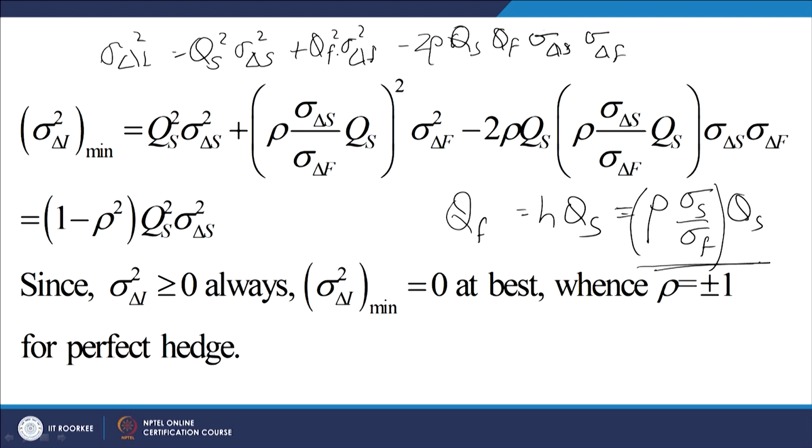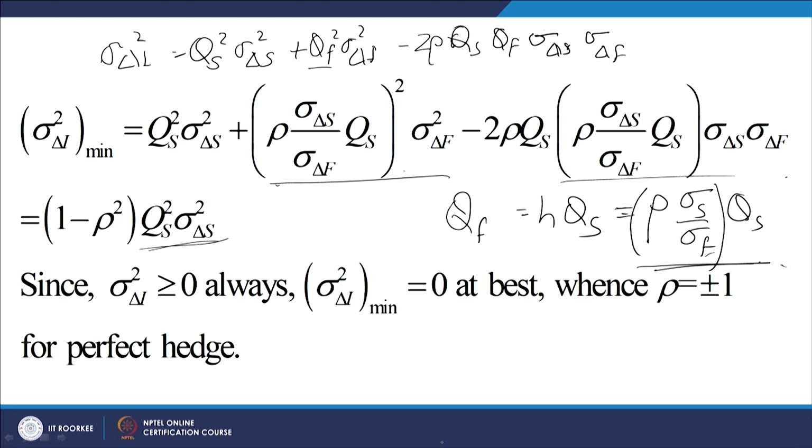If I use this expression for the variance and substitute QF with this expression, I arrive at this equation. Simplifying this, you can see this and this are the same, and this is minus 2, this is plus 1. So I end up with minus 1, and taking this common outside the brackets, I end up with 1 minus rho square into this expression.